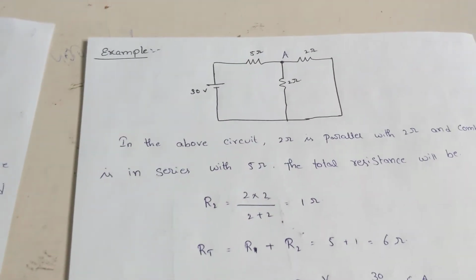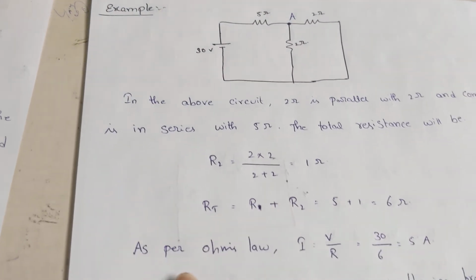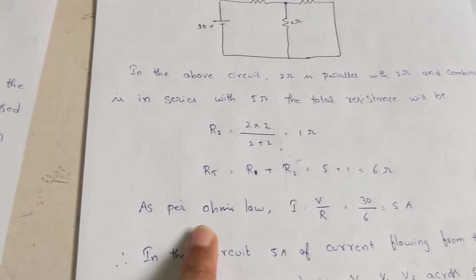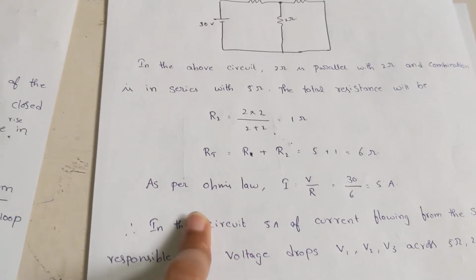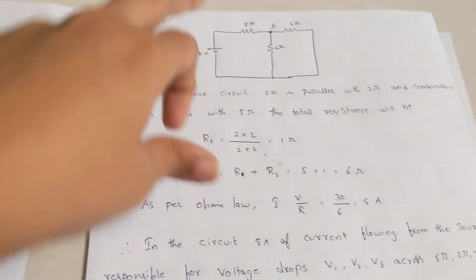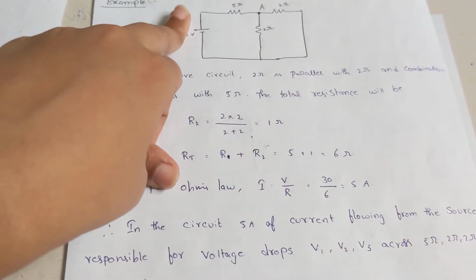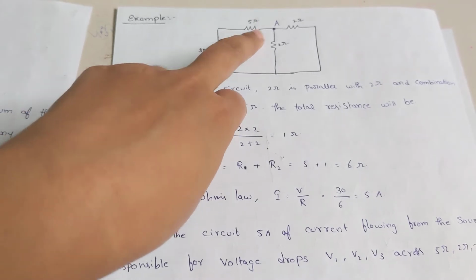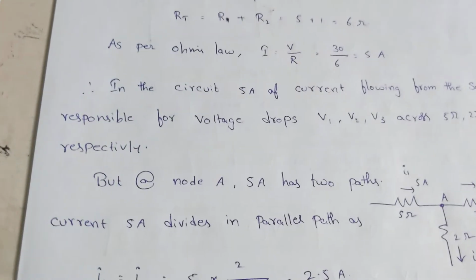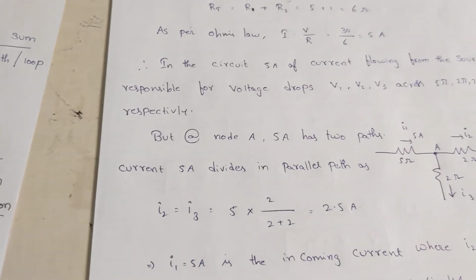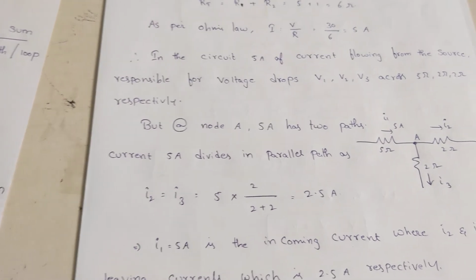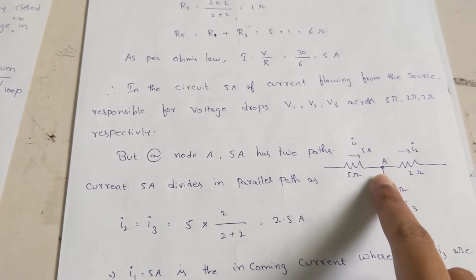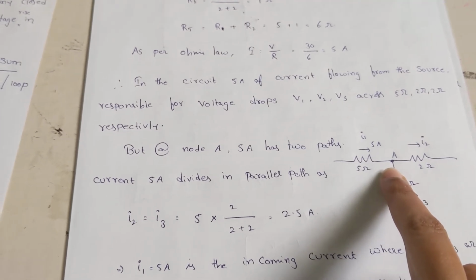So I find out the total resistance of the circuit, and from that, as per Ohm's law, V equals IR, I find out the total current. That means the current from the 30 volt source is 5 amperes. Because of this current there will be voltage drops across the circuit. So first, to verify your KCL, up to this node the 5 amperes current appears.